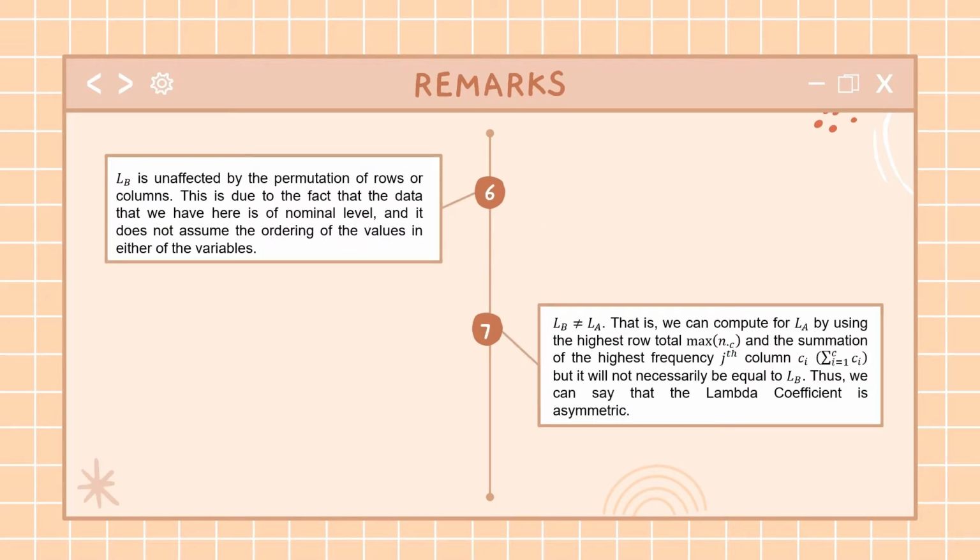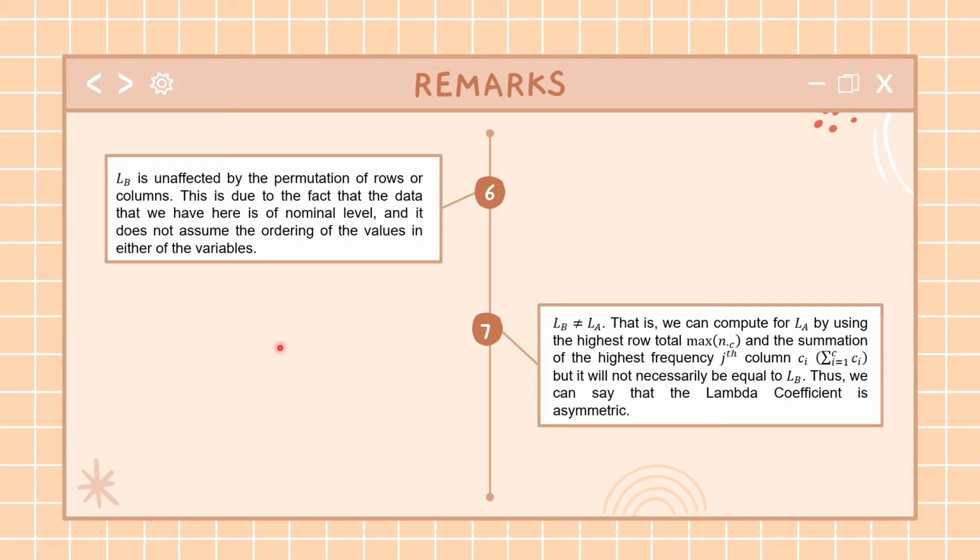For the sixth remark, Ls of B is unaffected by the permutation of rows or columns. This is due to the fact that the data that we have here is of nominal level, and it doesn't assume the ordering of the values in either of the variables A and B. Dito, ang pinapertain dito ay yung mga categories. Meron tayong R categories and C categories.